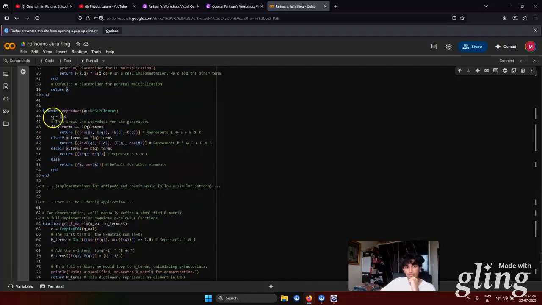If we have Q, we're going to split it into X and Q. This shows the co-product for generators. X is equal to terms, return 1 EQ represents this. See, one by one we're satisfying our relations. So let me show you.